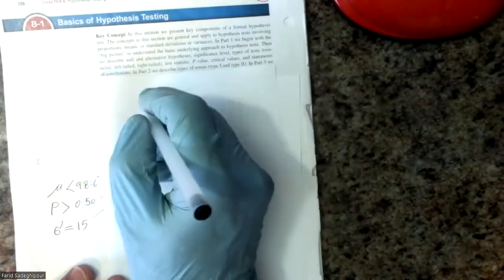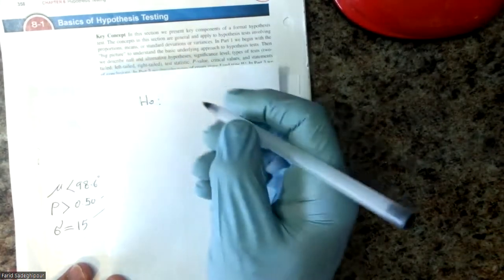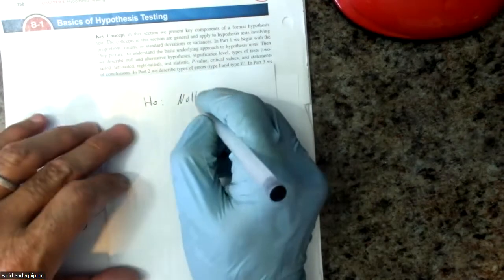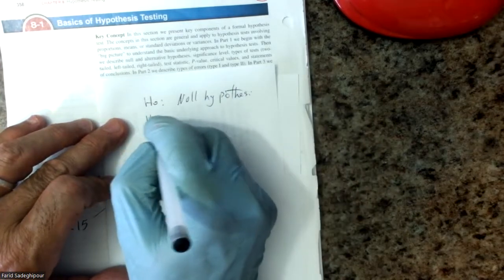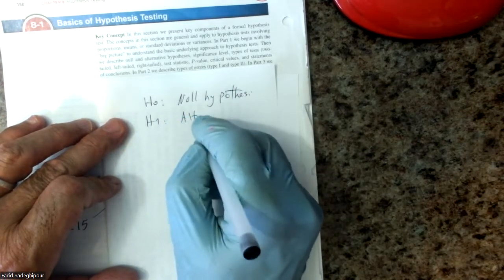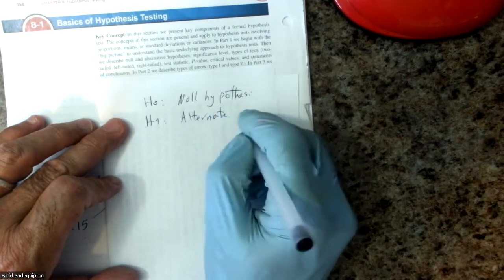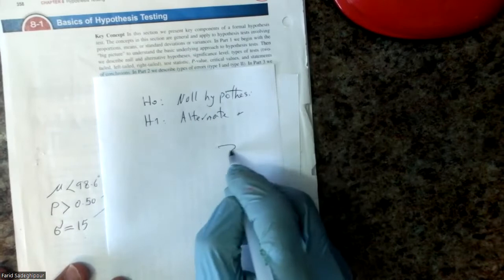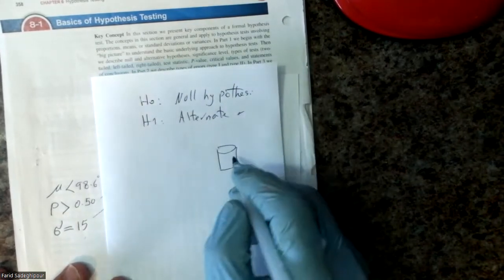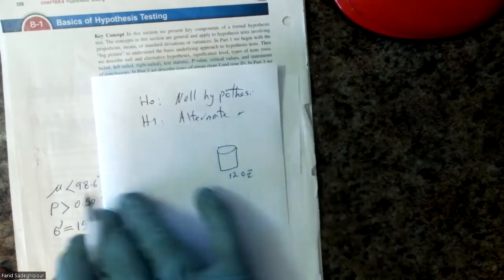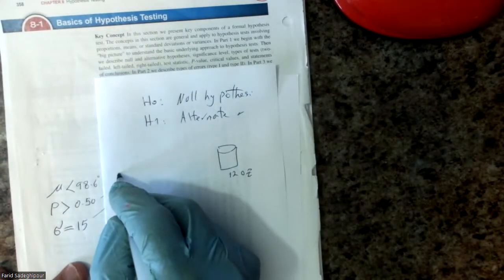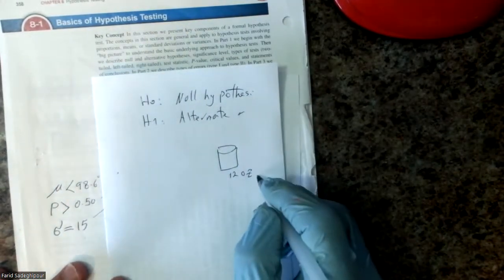So in this section, there are two types of hypothesis. One, they call the null hypothesis, H0. And the other one is the alternative hypothesis, H1. And let's say there is a can of soda, and it says that it's 12 ounces. These are just examples, okay? So the manufacturer claims that there is a can of 12 ounces of soda.